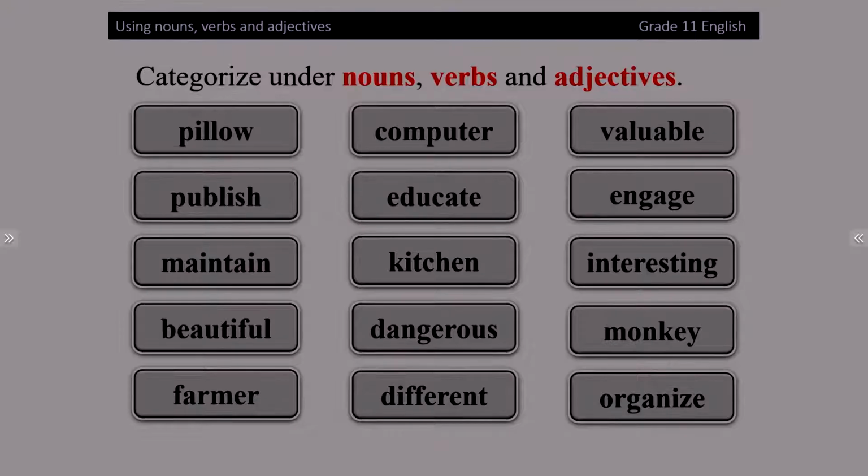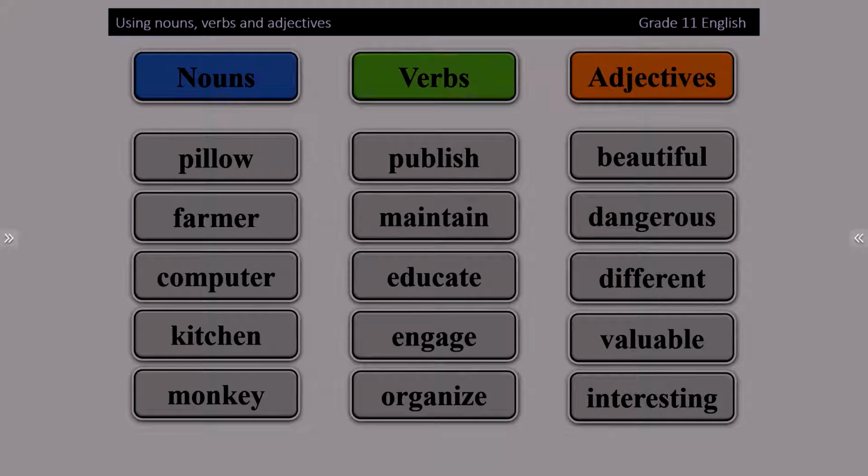So let's check. These are my answers. You can compare them with your answers and correct. Okay, under nouns you have pillow, farmer, computer, kitchen and monkey. And then under verbs you have publish, maintain, educate, engage and organize. Then adjectives: beautiful, dangerous, different, valuable and interesting.